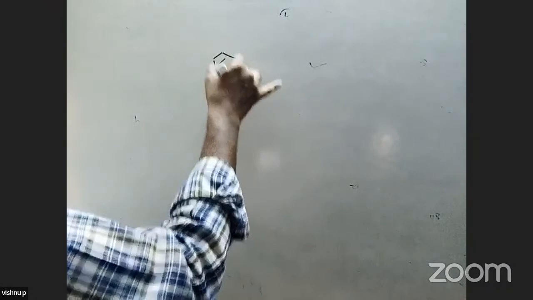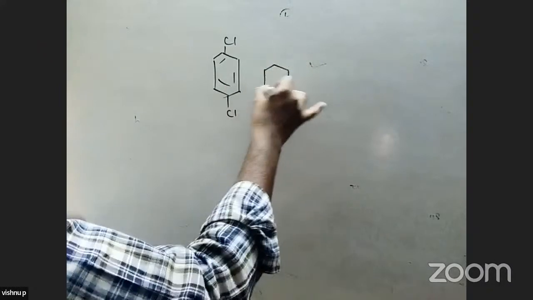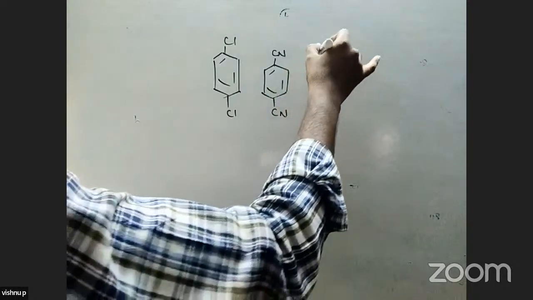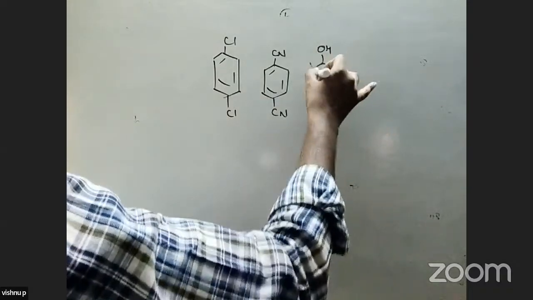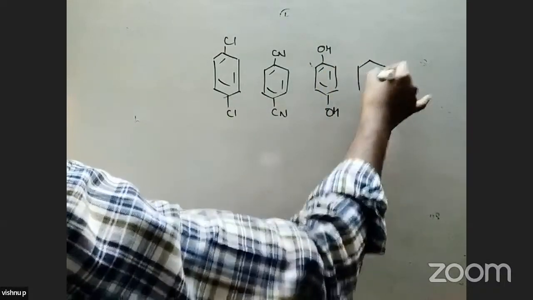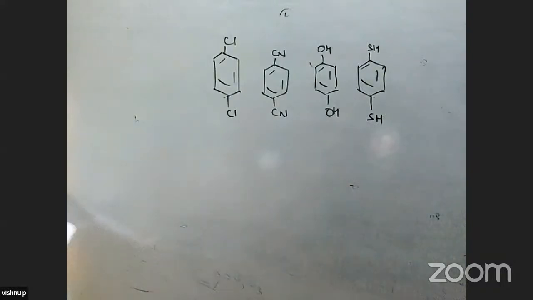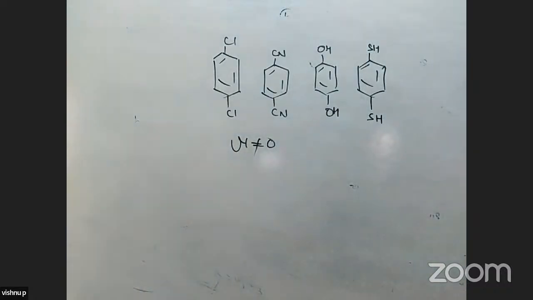Next question. One more question here about dipole moment. Chlorobenzene, para-dichlorobenzene. Here at para positions, 2 cyano groups are there. Again at para positions, 2 OH groups are present. One more compound, with SH groups at para positions. So the question is, in which molecule is mu not equal to 0?